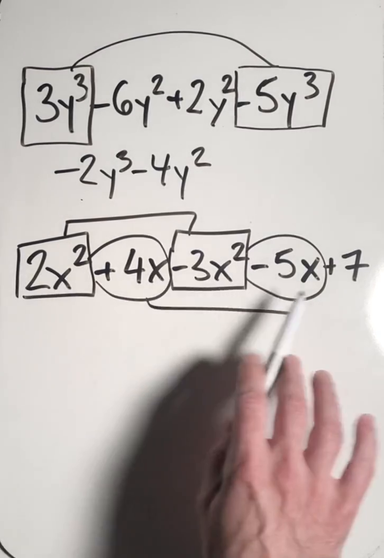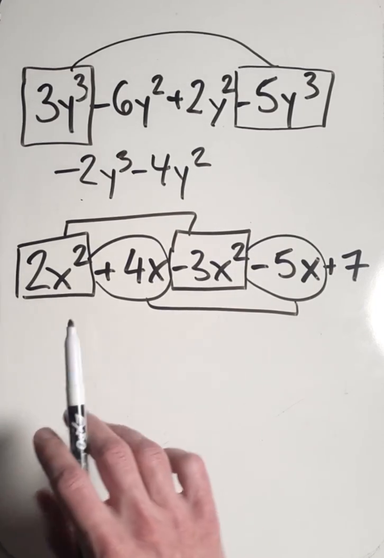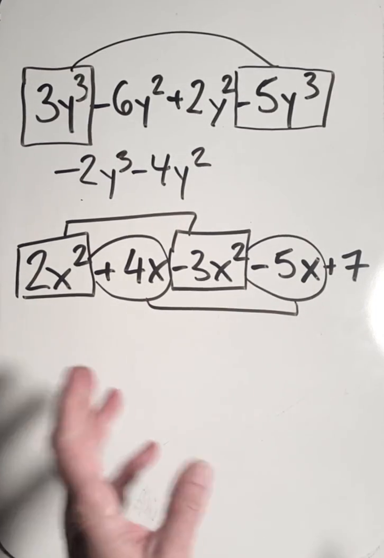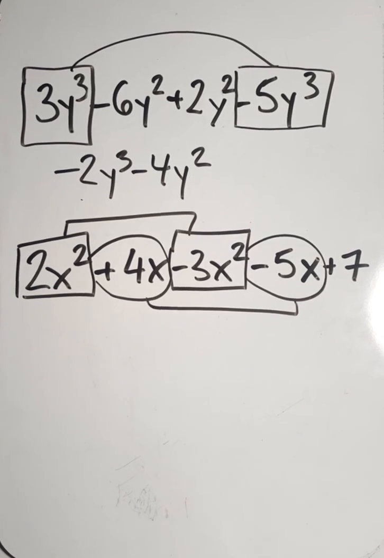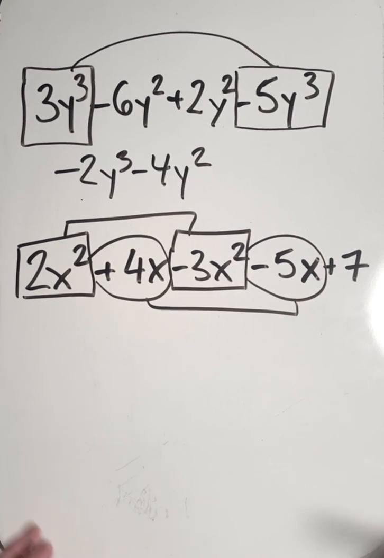Some students will try to do this in their head, and I've seen a lot of mistakes with that. So using some kind of symbols here, like boxes and circles, to keep yourselves organized would really help. Since the 7 here is by itself, there's nothing with which it can be combined, so I don't need to put a symbol around it. But if I did, I maybe would put a triangle around it.